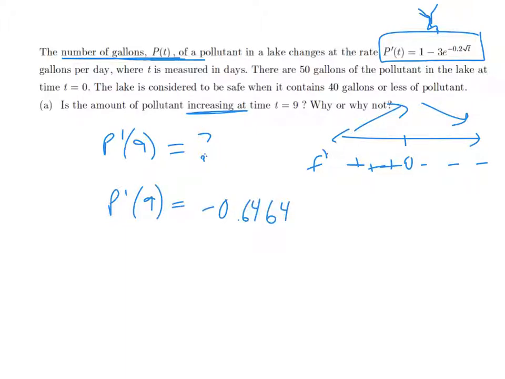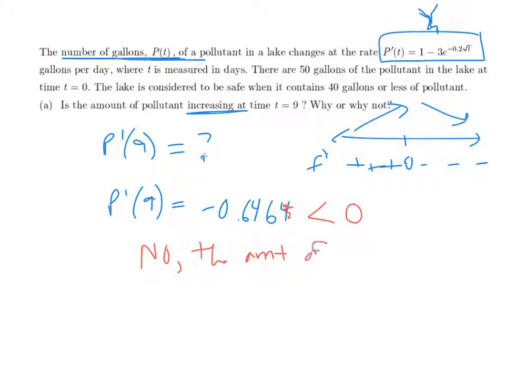Okay, hopefully you got the same thing I did. P prime of 9 equals negative 0.6464, maybe rounded to 3 decimal places. That's not really my answer, so I just went ahead and did 4, but you could have totally stopped it right there. My answer is going to be a yes or no. So now I've got to figure out, is my answer yes or no? Is the amount of pollutant increasing? I'm recognizing that my rate is a negative rate, less than 0, and therefore my answer is going to be no.